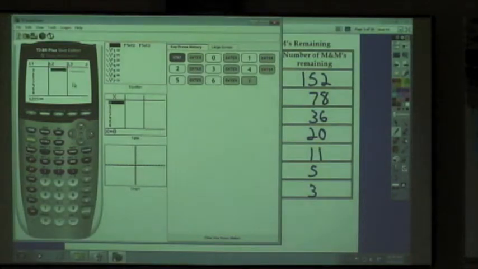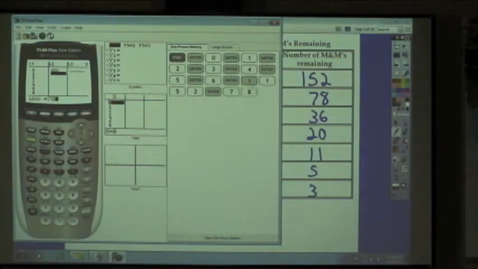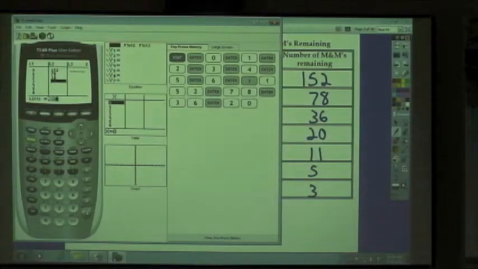Then we want to enter our y values from our list. You can see those over on the side of the page here. And so we'll enter in 152, 78, 36, 20, 11, 5, and 3.